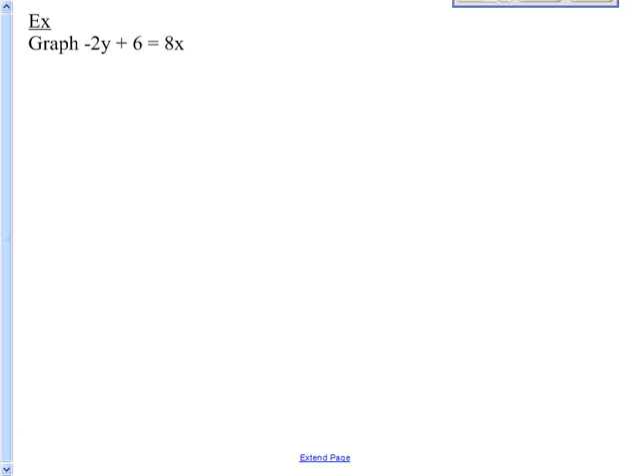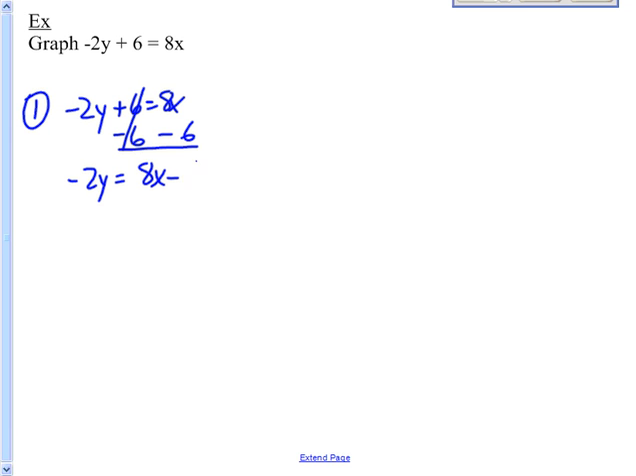Let's do another one. How about negative 2y plus 6 equals 8x? So number 1, let's solve for y. First, get rid of that negative 2. Divide this side by negative 2 and the other side by negative 2.